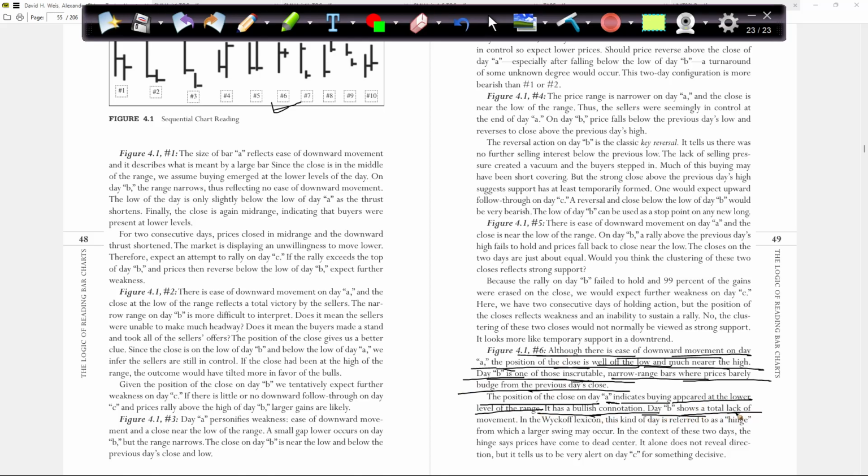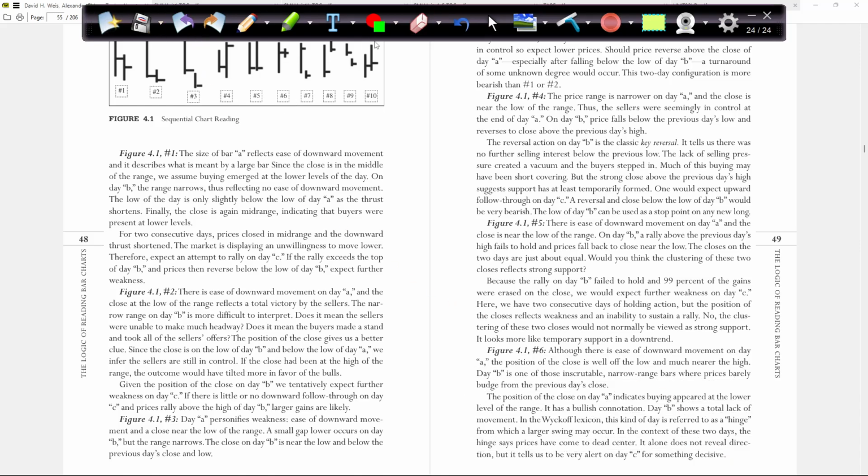Day B shows a total lack of movement. In Wyckoff's lexicon, this kind of day is referred to as a hinge, from which a larger swing may occur. In the context of these 2 days, the hinge says prices have come to dead center. It alone does not reveal direction, but it tells us to be very alert on day C for something decisive.